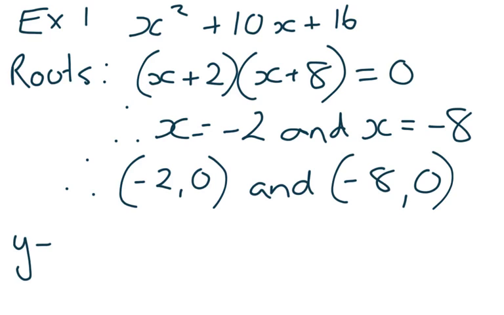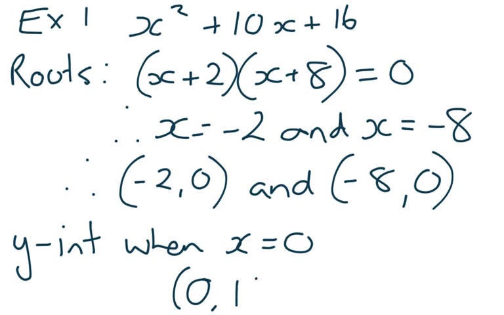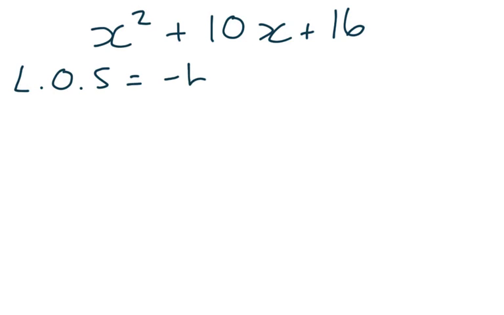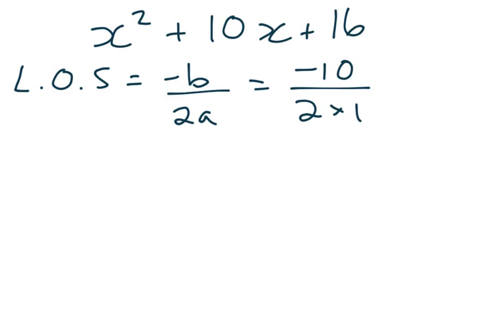Obviously, we also have our y-intercept when x is 0. And if we put 0 back into our original equation, we're going to have 0 squared plus 10 times 0, which is obviously 0, and we're left with 16. So the y-intercept is 0, 16. The next thing we need to do is find our line of symmetry. So our line of symmetry, -b over 2a, which is -10 over 2 times 1. So -10 divided by 2 is -5. Our line of symmetry is x equals -5.